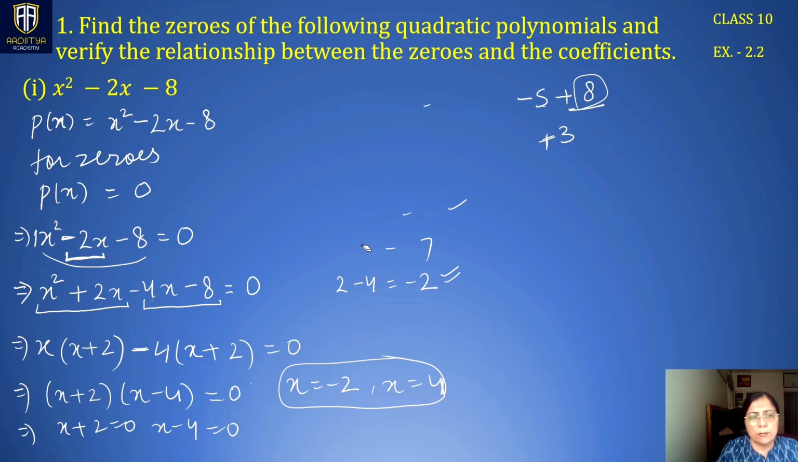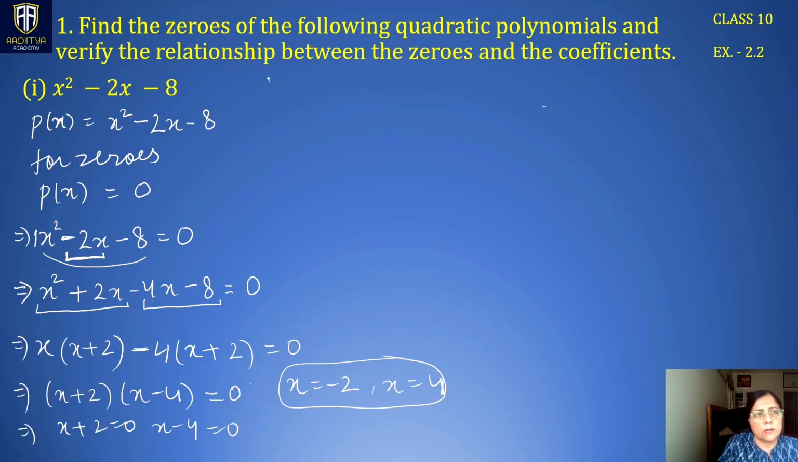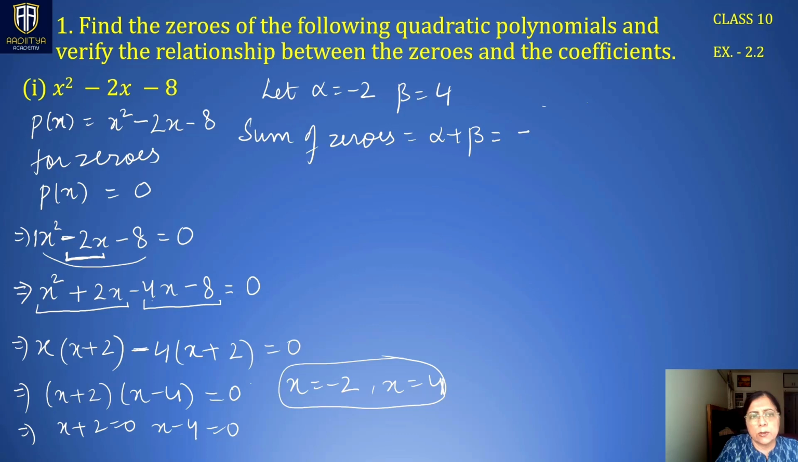So we can assume either of them as alpha and the other one as beta. Now we will solve the verification part. See, let alpha is equal to negative 2 and beta is equal to positive 4. Doesn't matter if you take vice versa. So now sum of zeros is equal to alpha plus beta. In that case, you have negative 2 plus 4.